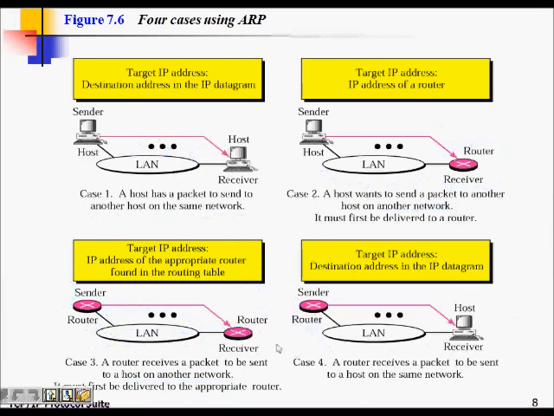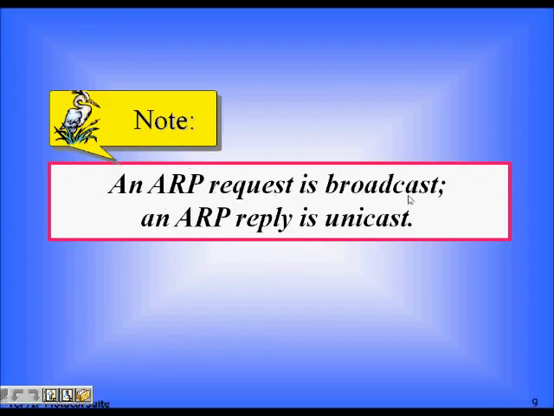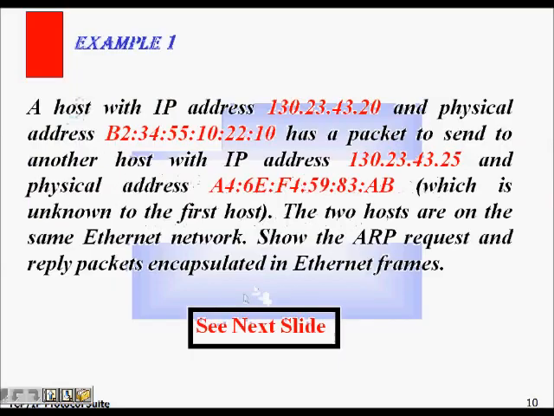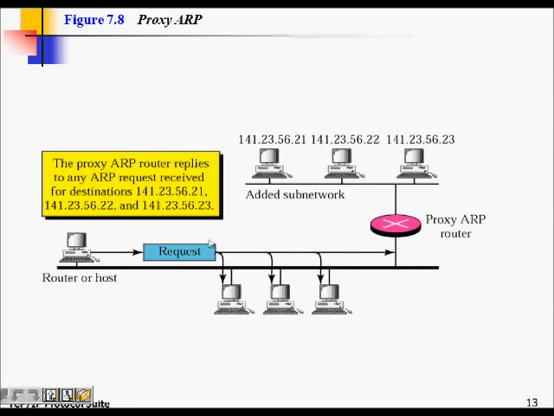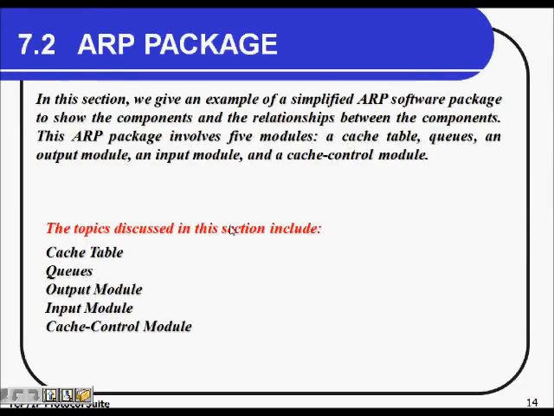Next, the ARP request is broadcast and the ARP reply is unicast. This just tells you that, so move forward. Now we will come to how it is stored, the cache. We will solve a few problems to understand this ARP.